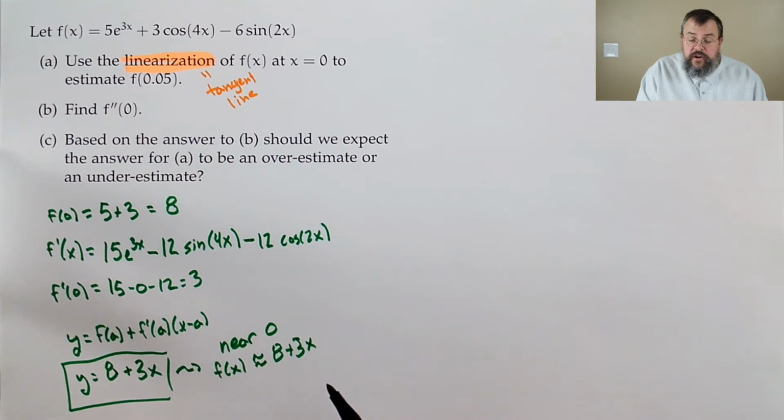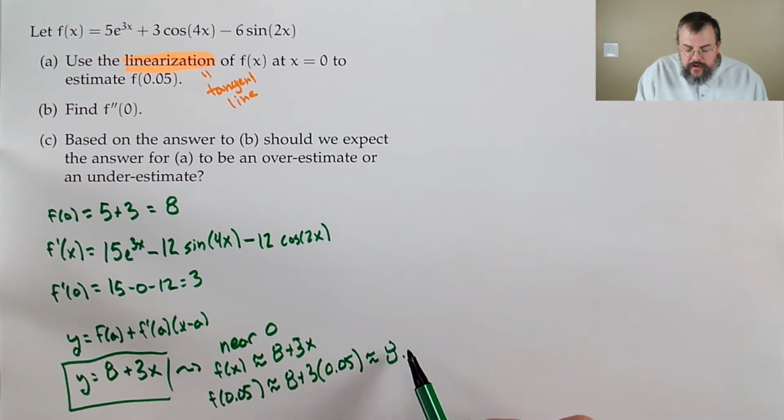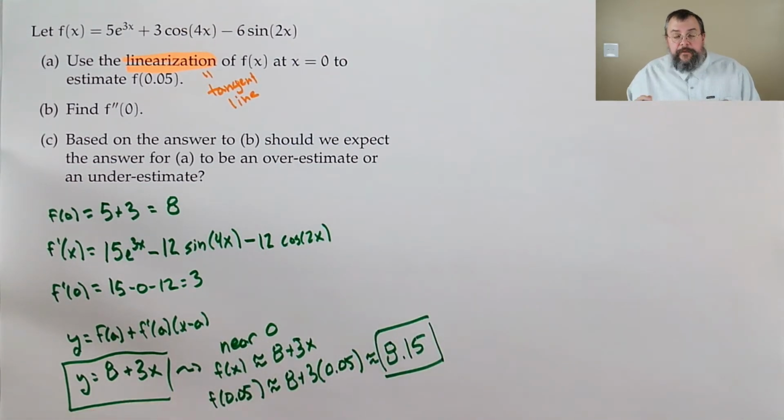So 0.05, that's near 0, right? Is it? We'll get to that. All right. f of 0.05 is approximately 8 plus 3 times 0.05, which would be 8.15. Okay, now that is our answer for A. Yeah, this is a tool to get to that. Okay, A is done. We know our estimate.